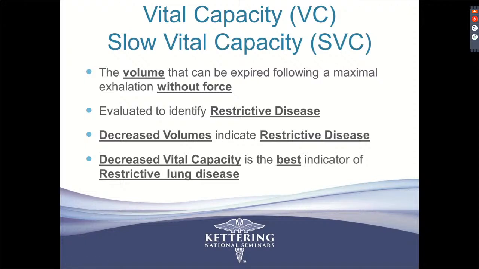Under letter C there, highlight number 5, the vital capacity, of course, is equal to the IRV plus the tidal volume plus the ERV. We've already talked about that in our previous graph. Letter D, if we have decreased volumes, that's going to indicate restrictive lung disease. And letter E, a decreased vital capacity is the best indicator of restrictive lung disease. So those are a couple things for us to remember. All right. You've already got all that in your book.